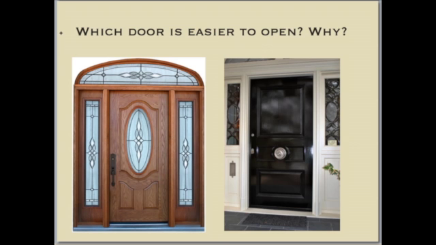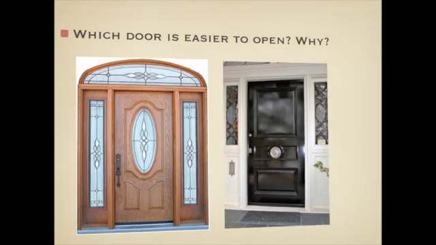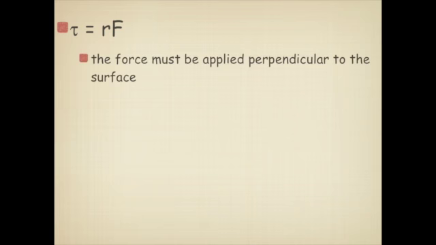The amount of torque required to open the door is the same either way, but since the radius, or the distance from the hinges to the knob, is larger on the door to the left, the force required is smaller. Torque is calculated as the radius times the force required, and the letter for torque is the Greek letter tau. It is important to remember that the force must be applied perpendicular to the surface.